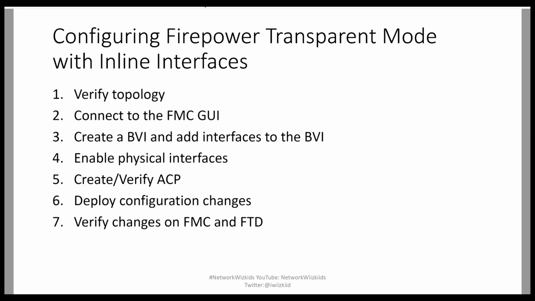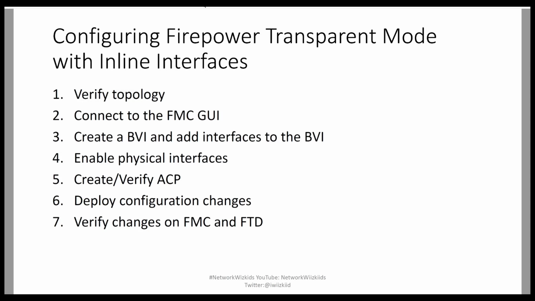Number 2, connect to the FMC GUI. You've got your FTD device in transparent mode, and it's joined to the FMC. Again, that process was covered in the last video, so go back and take a look at that if you've not yet seen it. Number 3, we then need to create a BVI and add the interfaces to that BVI. Once you've created the bridge virtual interface, you select the interfaces that go into that BVI, and then you can save that and deploy those changes. We'll take a look at that in the lab as well.